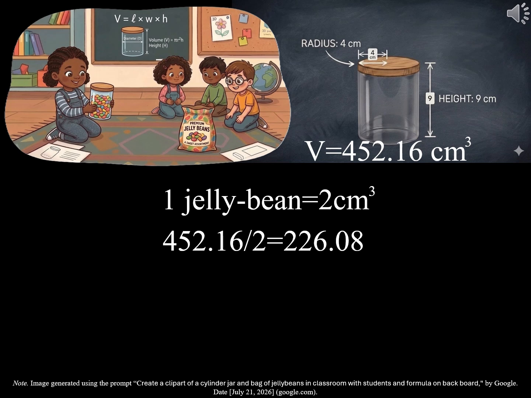This is a multi-step problem, so they have found the volume of our cylinder, but now they have to try and decide how many jelly beans are going to fit in there. A jelly bean is approximately 2 centimeters cubed, and so what they'll need to do is take that 452.16 and divide it by our 2, which is going to give us 226.08.